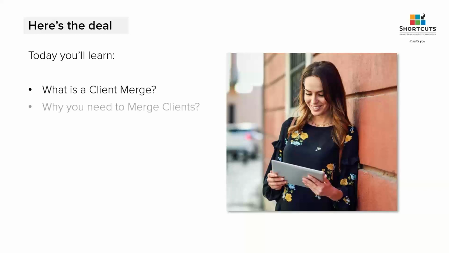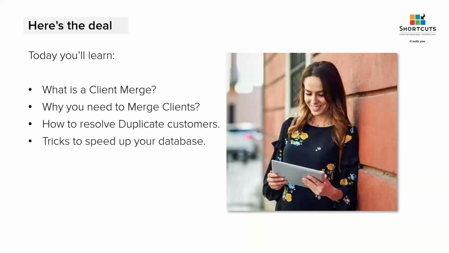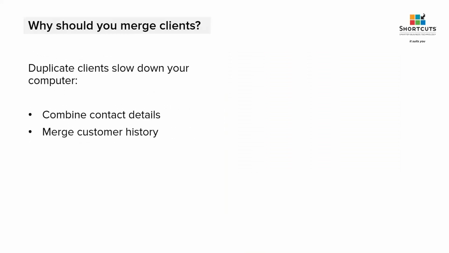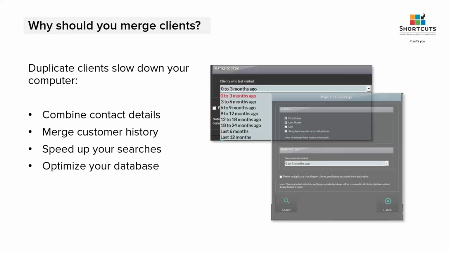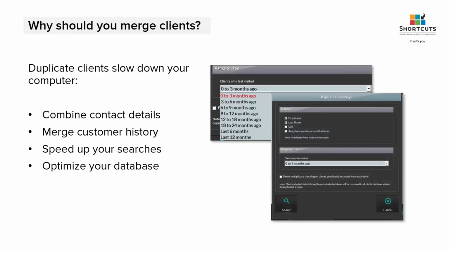So merging clients in Shortcuts. How does it work? What's the functionality? How do you resolve duplicates? So these are some tips that are going to help you speed up your database, your Shortcuts system. This is something we actually recommend making part of your end of day procedure if you're not already using it. If you have a duplicate client, you may not notice it at first, but if you've been using Shortcuts for a long time, it starts to slow down the program because Shortcuts ends up searching for the same customer or multiple versions of the same customer, and maybe you end up with dozens, if not hundreds, of potential duplicates.